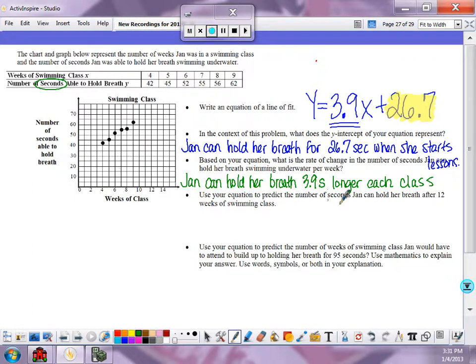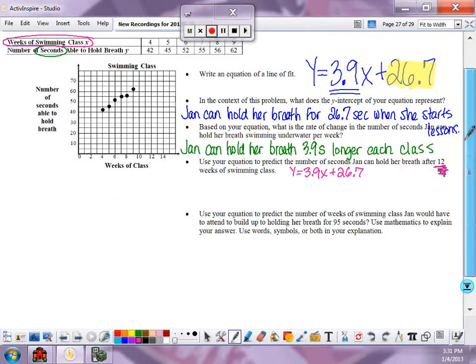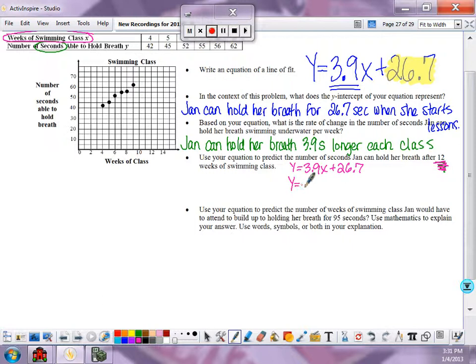Use your equation to predict the number of seconds that she can hold her breath after 12 lessons. Okay, so let's take our equation. Our equation is y equals 3.9x plus 26.7. And let's find what 12 weeks would be. Well, 12 weeks is the x value. Remember, it's a measurement of time. So let's put the 12 in for x. Y equals 3.9 times 12 plus 26.7.